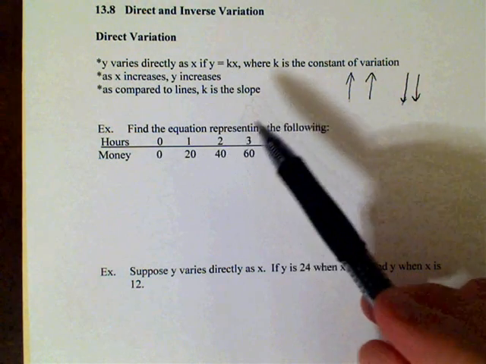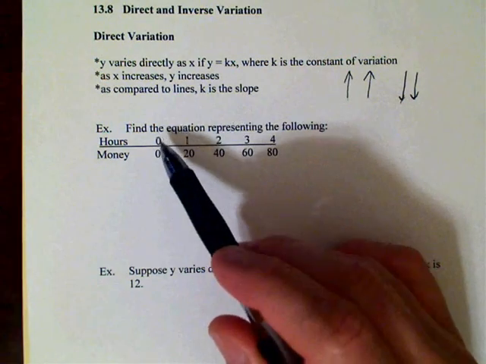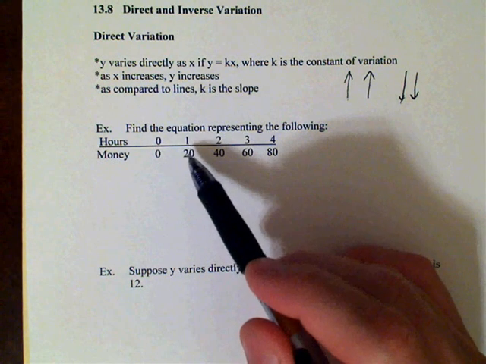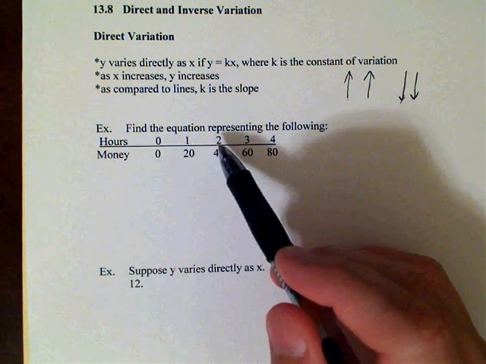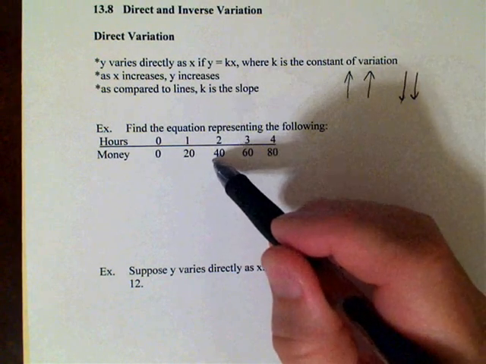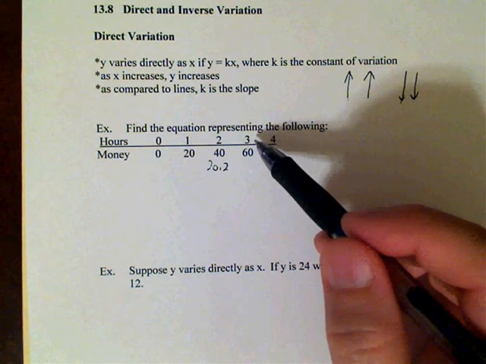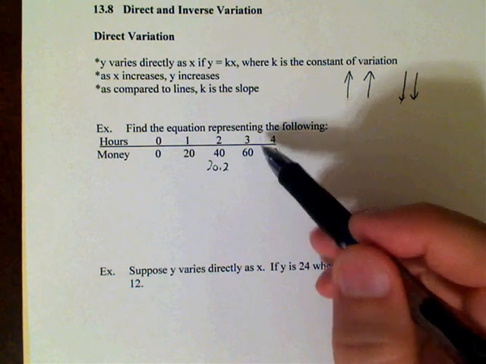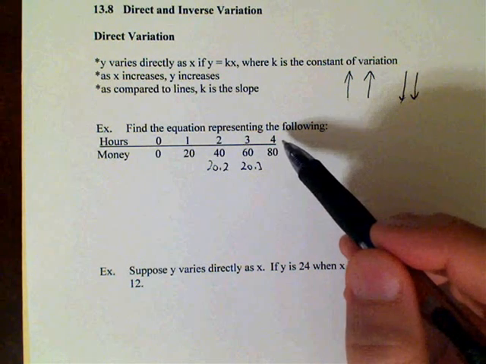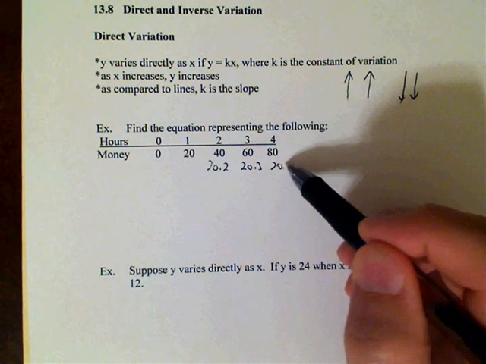We'll do it verbally. To do this example, notice, both starting at 0, 0 hours, 0 money. When you work 1 hour, you made $20. When you work 2 hours, you made $40. Now 40 is the same thing as 20 times 2. Now when you work 3 hours, you made $60. 60 is the same as 20 times 3. When you work 4 hours, you made $80. 80 is the same as 20 times 4.